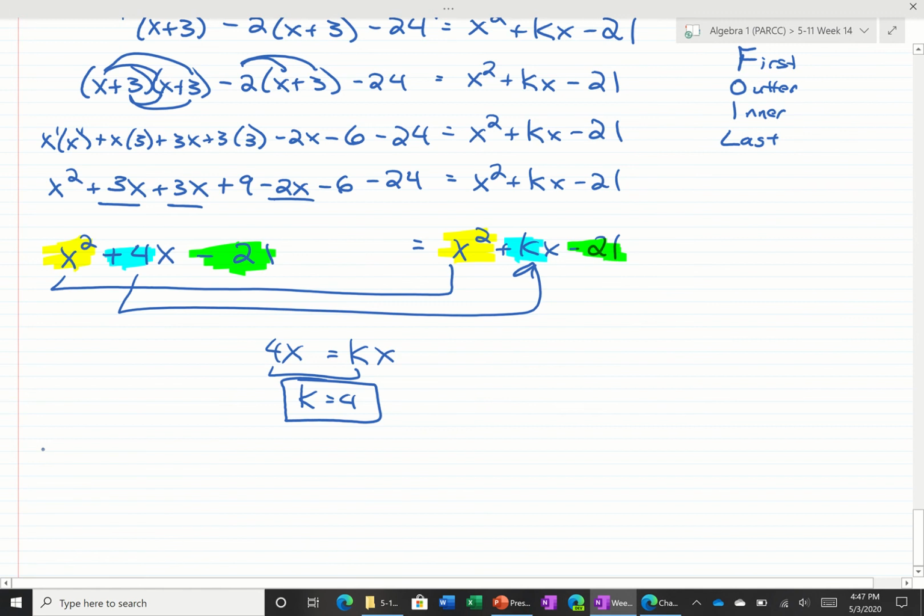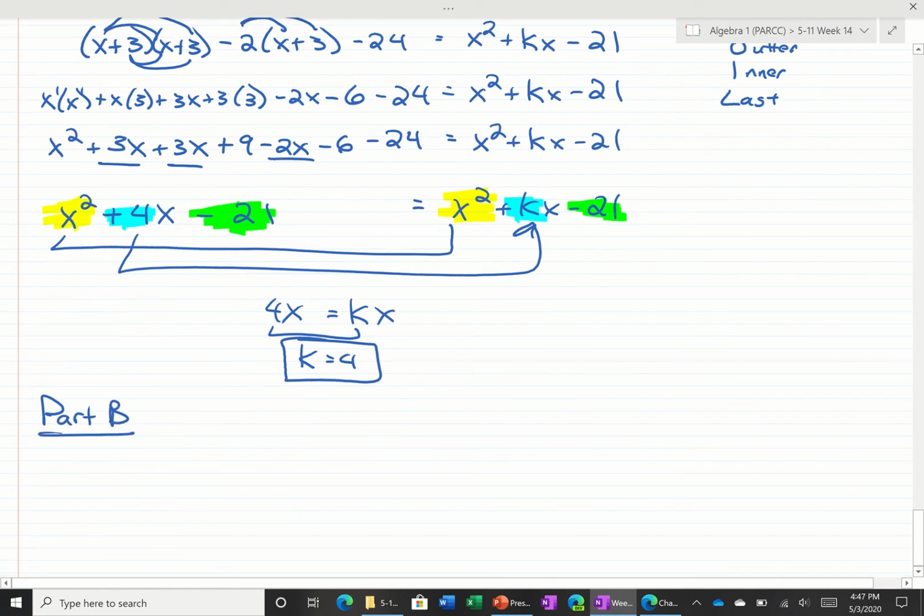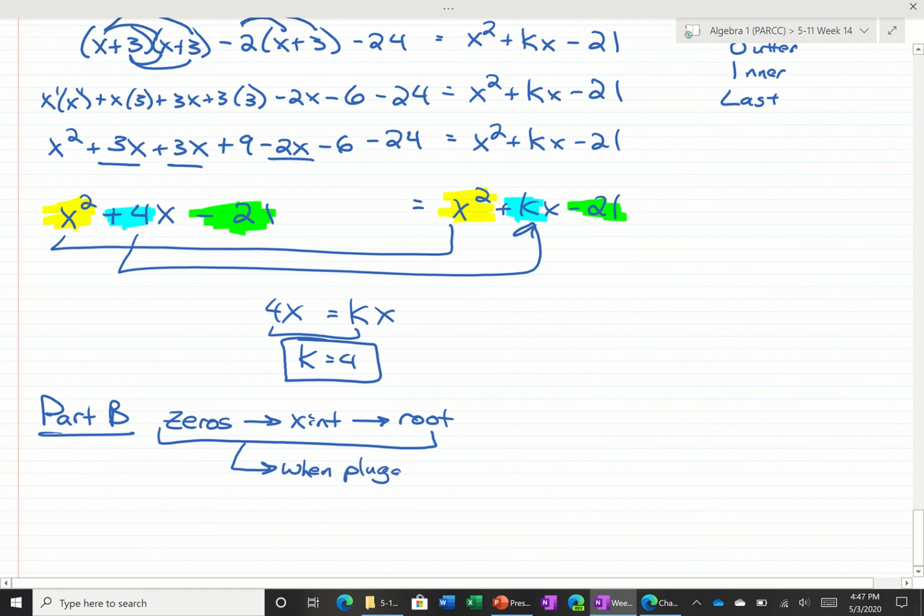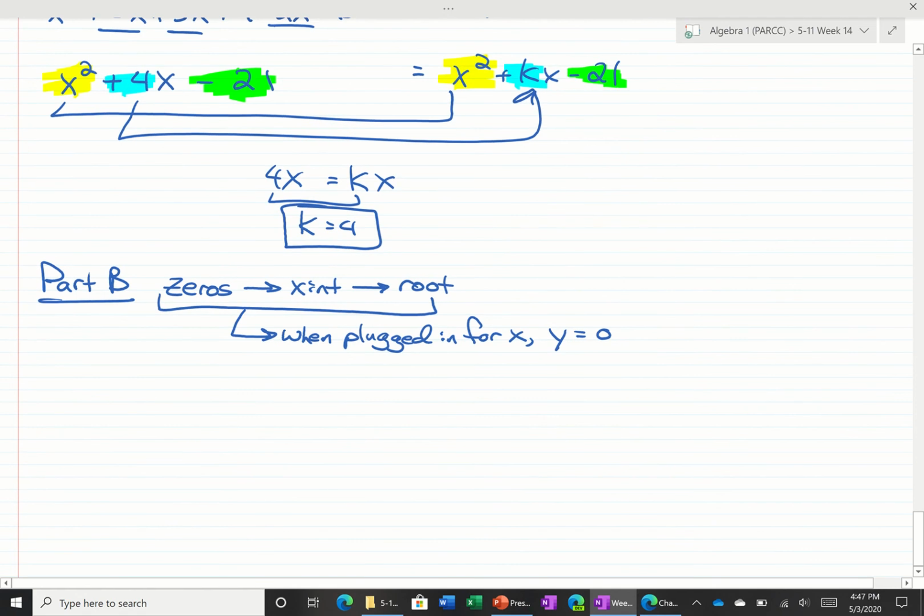And then for part B, it's asking us, what are the zeros? Remember, zero is another word for an x-intercept, which is another word for a root. And what those words mean is when plugged in for x, you get y is equal to 0. That's the whole idea of what a zero, x-intercept or root is.